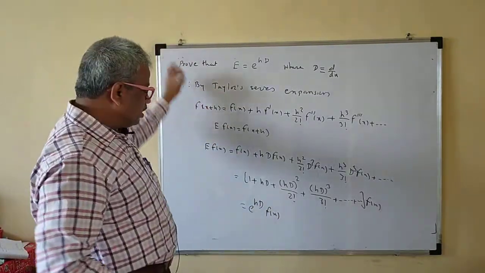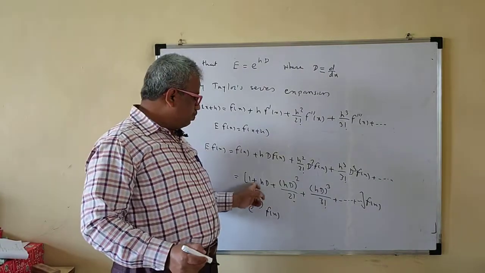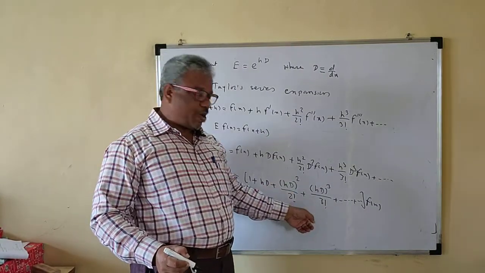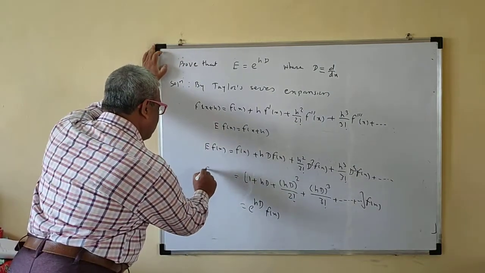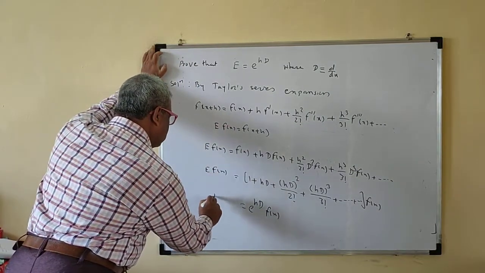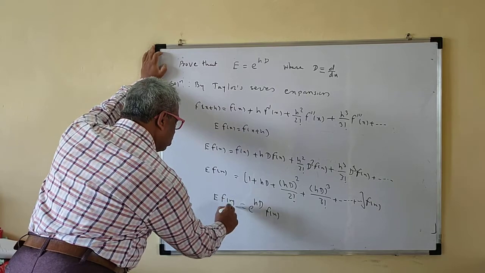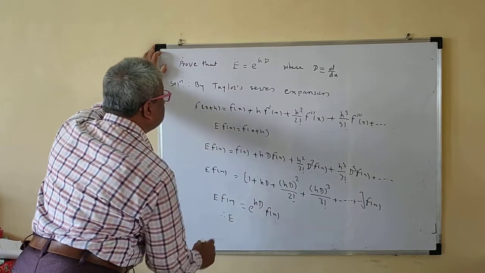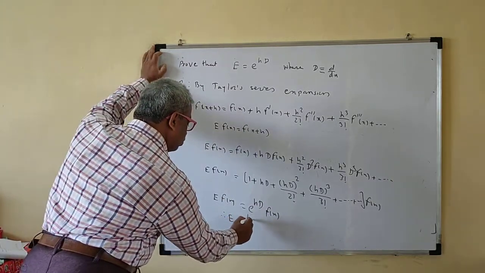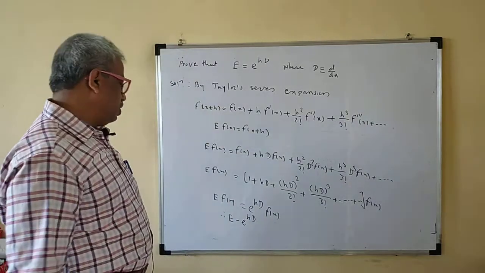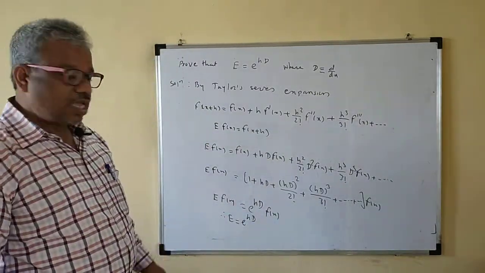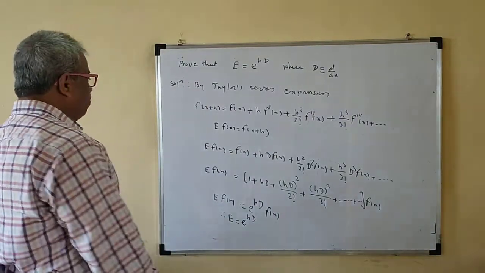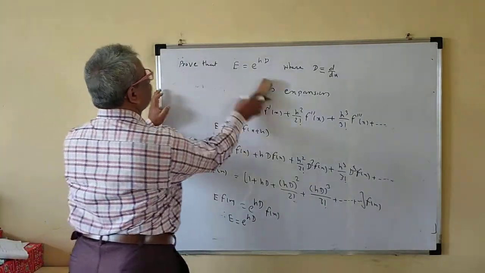Right? We know that the Taylor series expansion of e raised to x is 1 plus x plus x square upon 2 factorial plus x cube upon 3 factorial and so on. So this is E of f of x. This is your E of f of x. So therefore E is equal to e raised to hD. Okay, so this is also very simple proof of this.